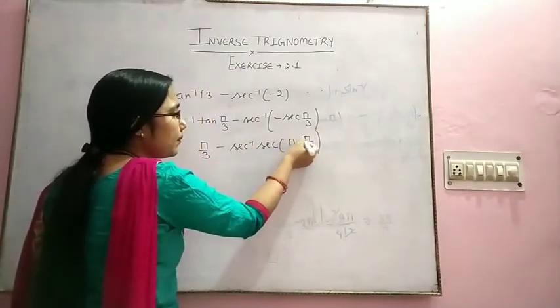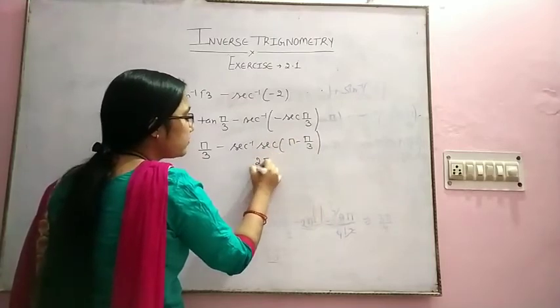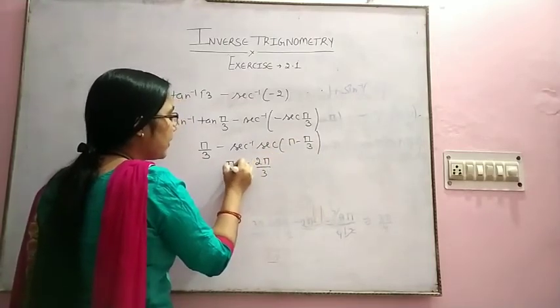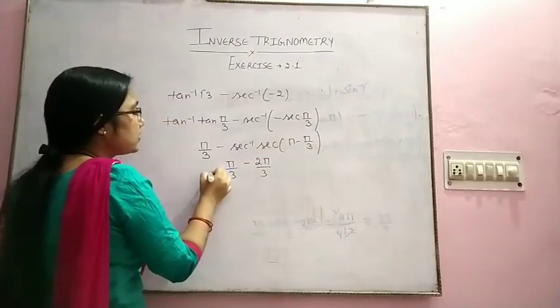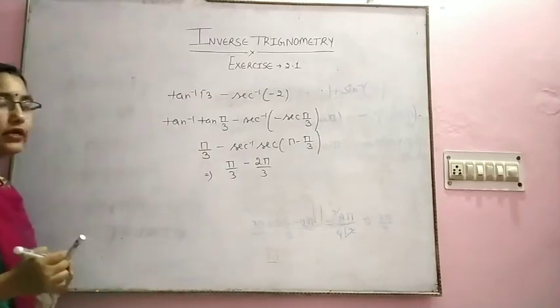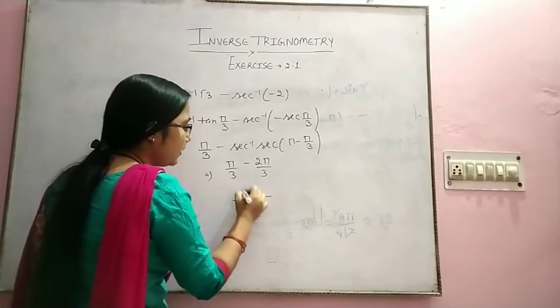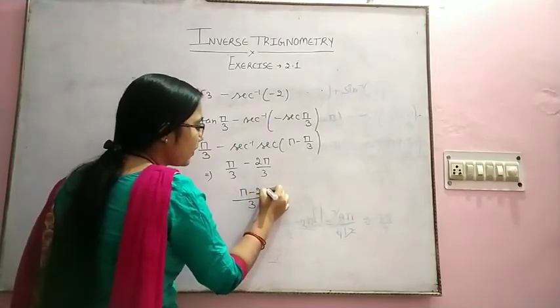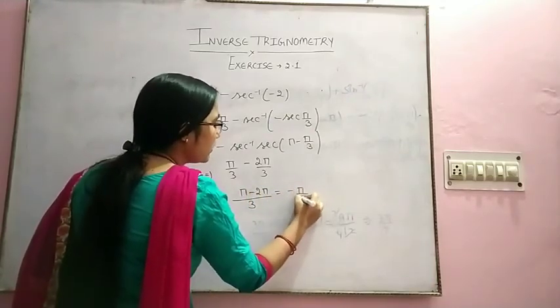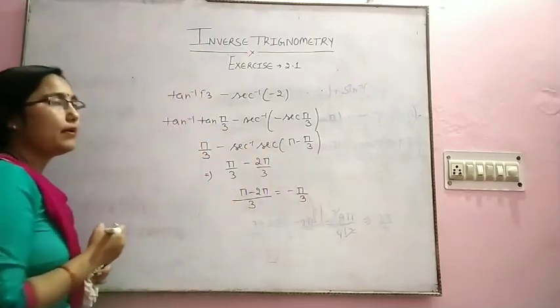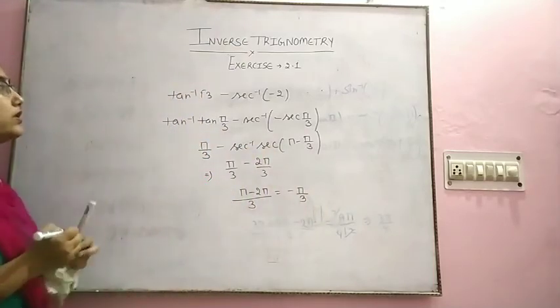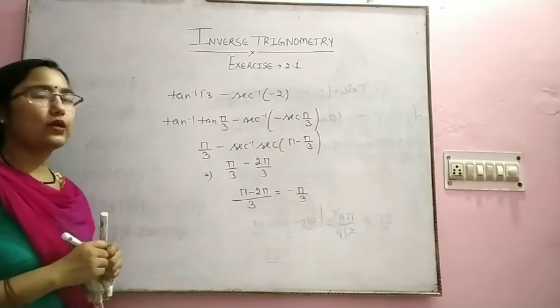We get 3 pi minus pi, this is 2 pi by 3, minus pi by 3. If we subtract 2 pi by 3 from pi by 3, we get pi by 3 minus 2 pi by 3, this is minus pi by 3. So minus pi by 3 is the value for tan inverse root 3 minus sec inverse minus 2.